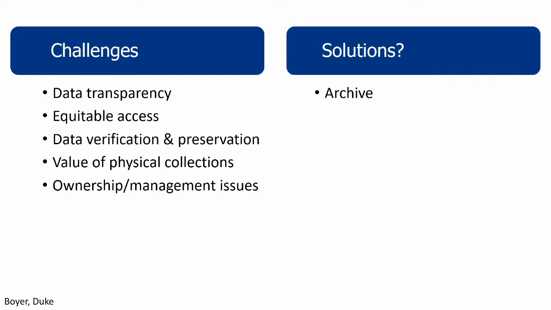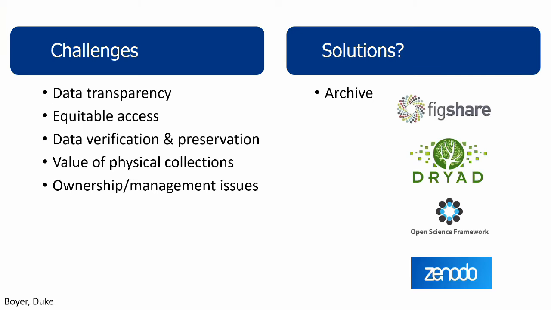So one potential solution is to archive data sets whenever we publish research. Okay, there are plenty of options here, but uploading to one of these sites definitely deals with data transparency. It doesn't necessarily deal with equitable access, because generic archives don't tend to restrict against use of proprietary data formats. That's one reason. And they don't generally address data verification and preservation issues at a deep level.